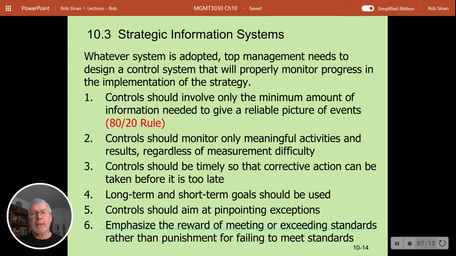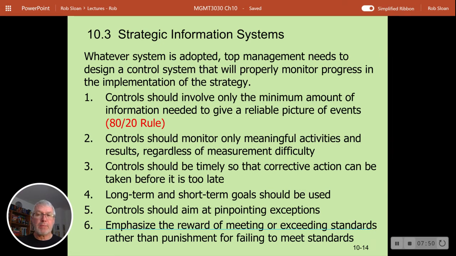So now we're going to look at some of the other controls that we can have in place to try and improve performance. Companies have strategic information systems now, and it's important to consider what kind of rules we should follow when we set up a strategic information system. Well, the controls should involve only the minimum amount of information we need.